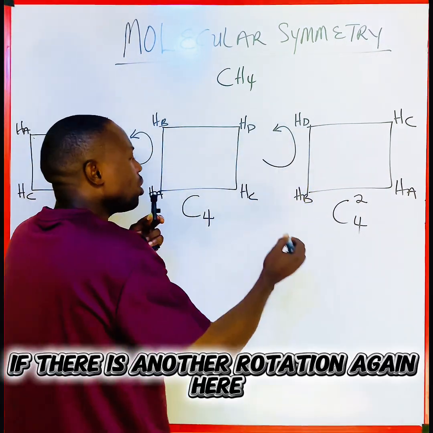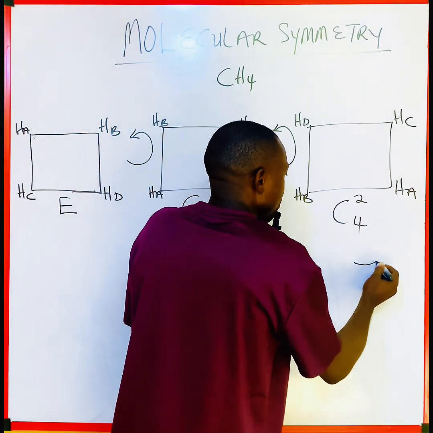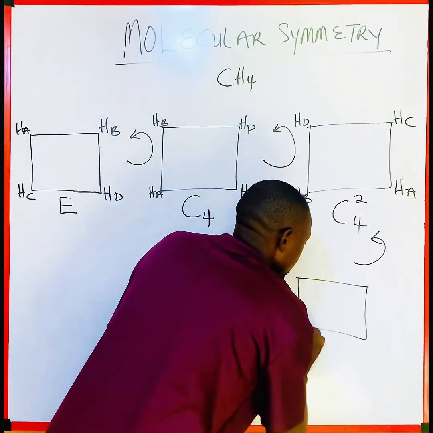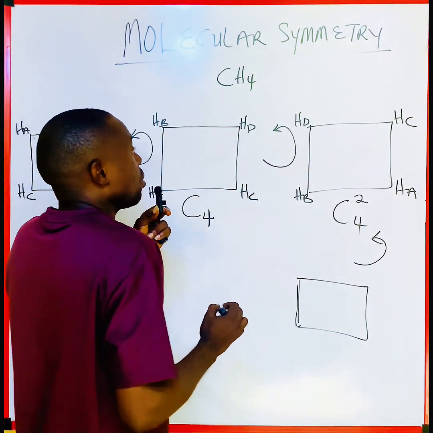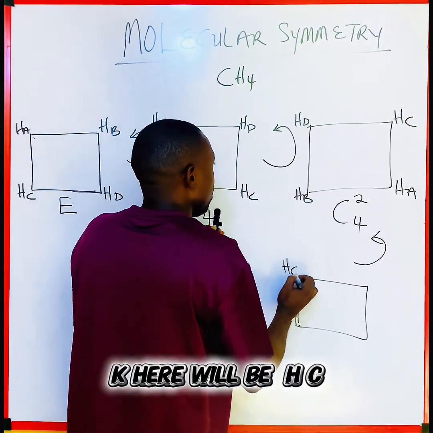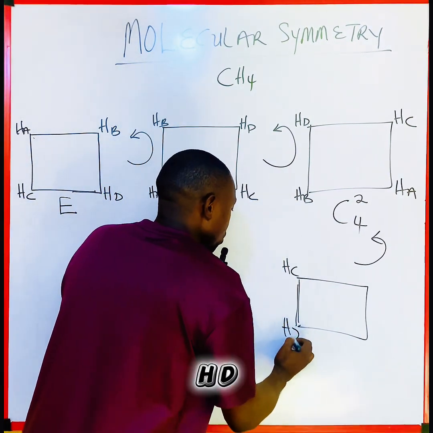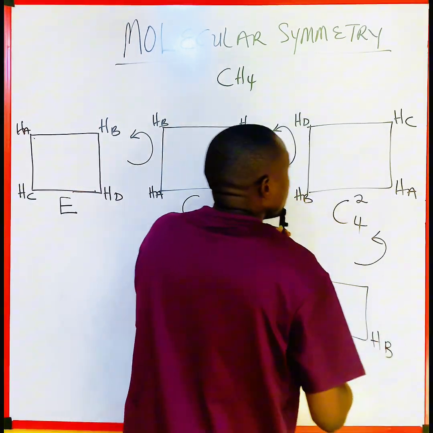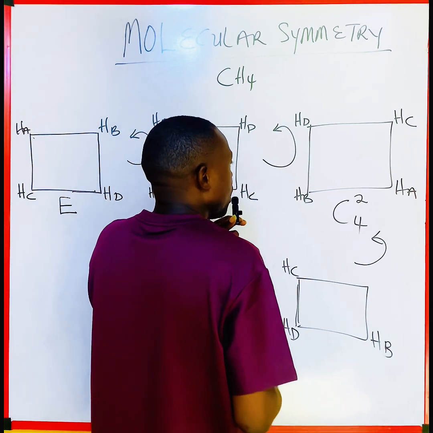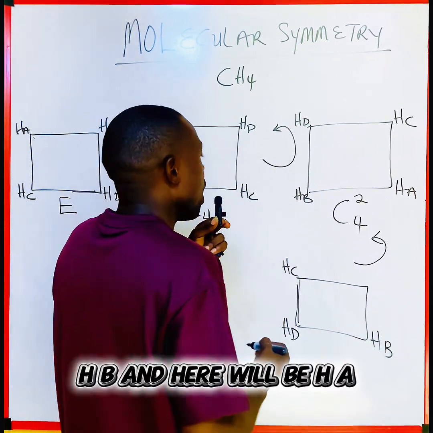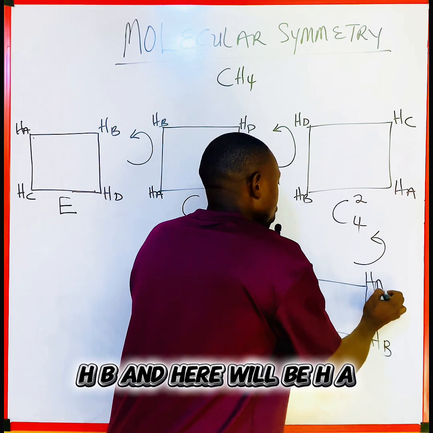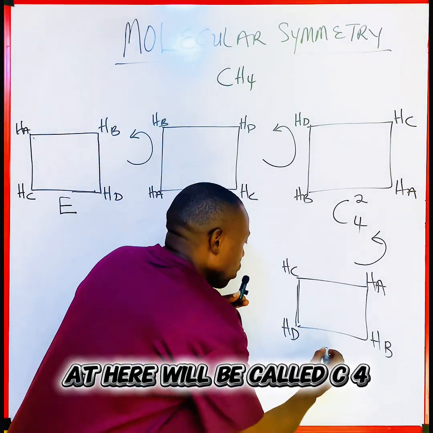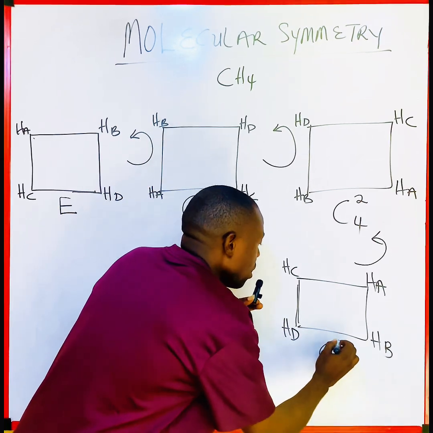If there's another rotation again here, continue from here, here will be HC, HD, HB, and here will be HA. Here will be called C4³.